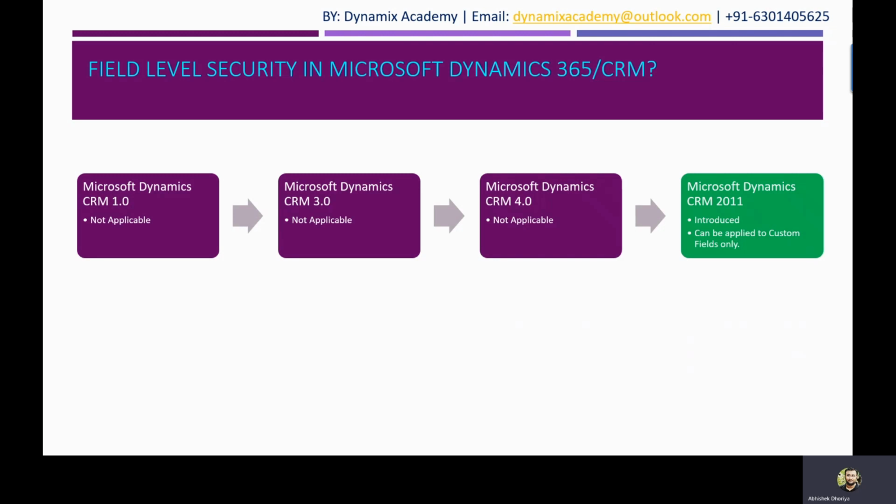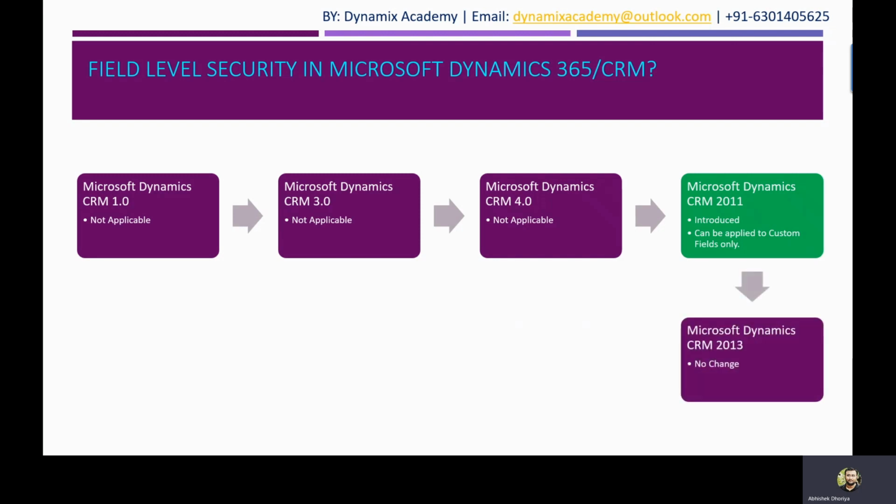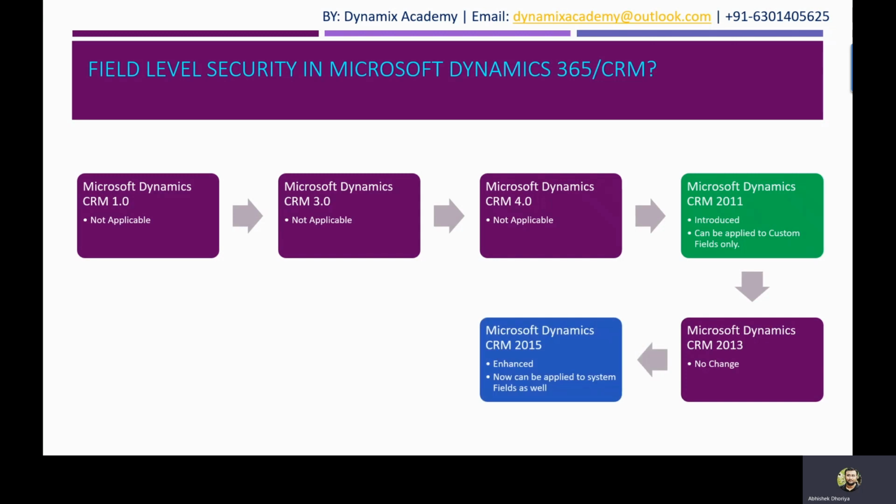Since it was introduced in CRM 2011, I have highlighted it with the green color. In the next version, Microsoft Dynamics CRM 2013, there was no change. But the major change happened in Microsoft Dynamics CRM 2015, where it could now be applied to system fields as well. That is why I have highlighted it with the blue color. Whenever there is a change, we highlight that version with blue. So this was the major change that happened in Microsoft Dynamics CRM 2015.